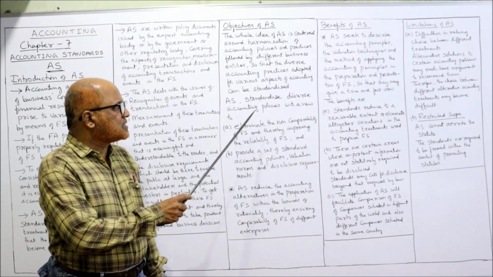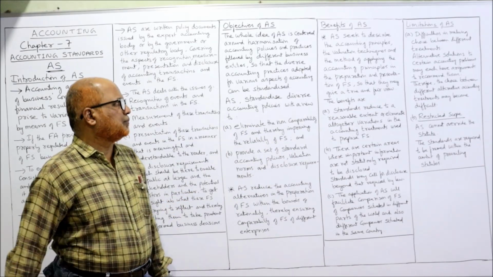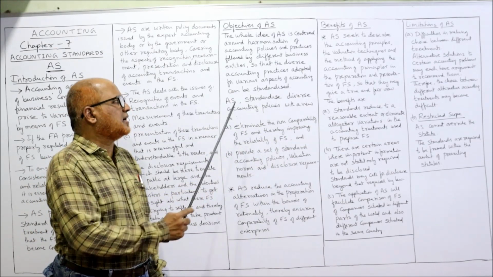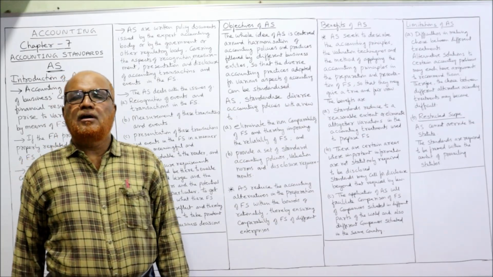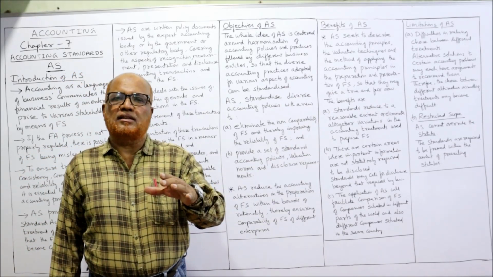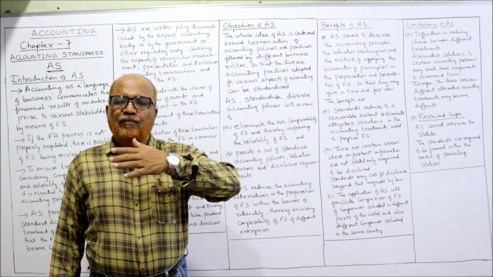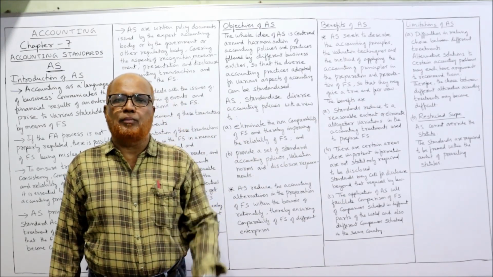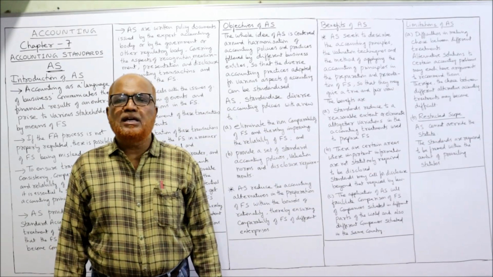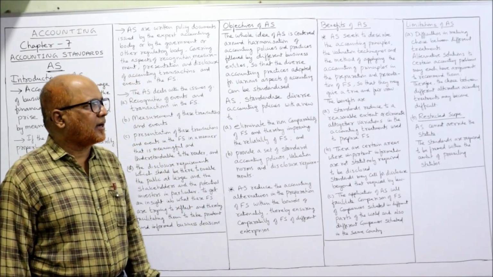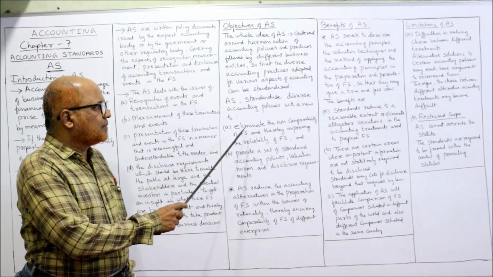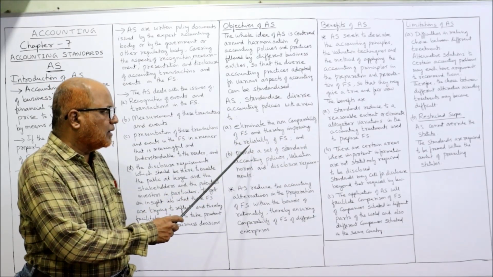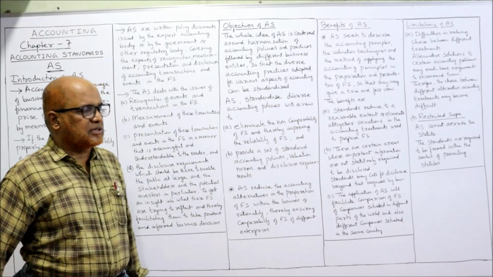Accounting standards harmonize diverse accounting policies with a view to standardize them. That means whatever accounting policies are there, it will cut them short. If we have hundreds of accounting policies, we cut them down to a few accounting policies. In that case, it will be easier to make the accounts. So eliminate the non-comparability of financial statements and thereby improve the reliability of financial statements.